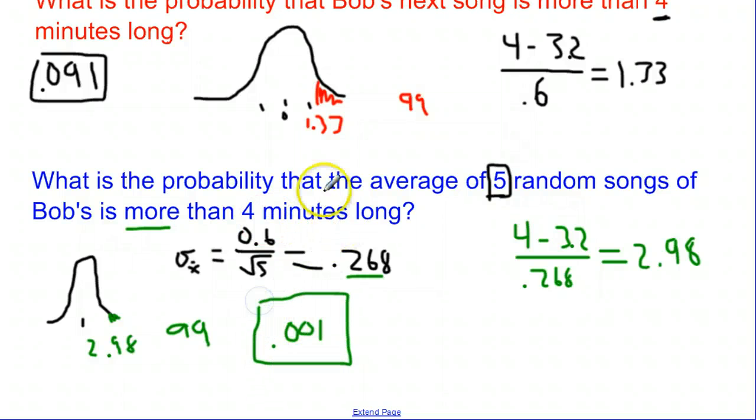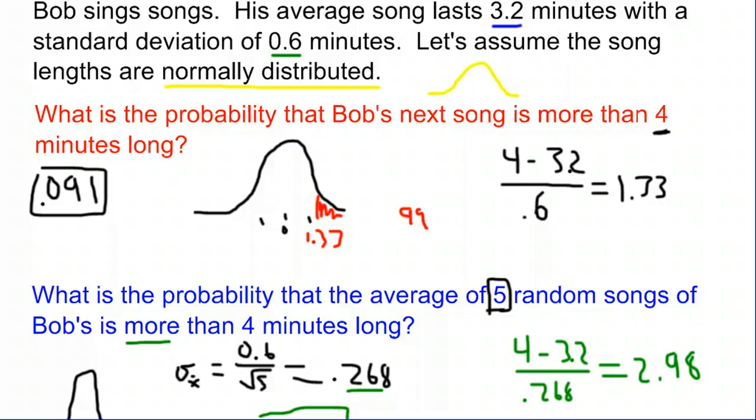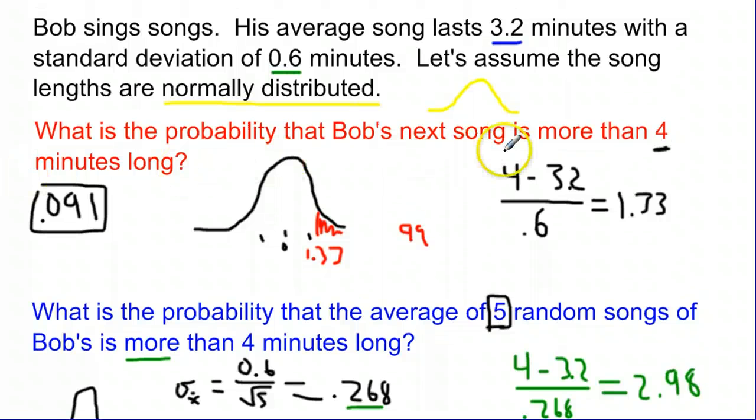Now, it seems weird that before we had about a 9% chance and here we have a 0.1% chance. The reason for such a huge discrepancy is a song that is more than 4 minutes long in this collection is actually a pretty long song.